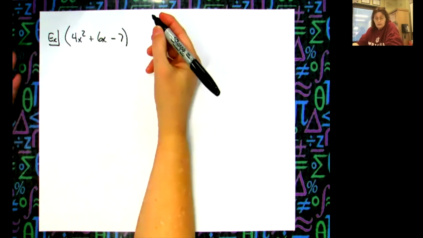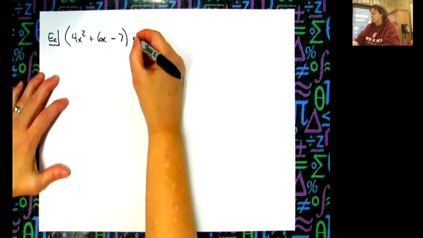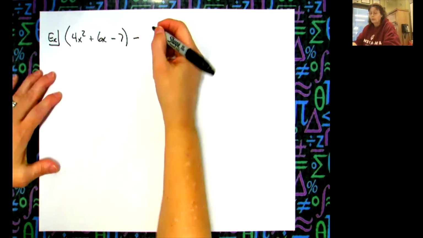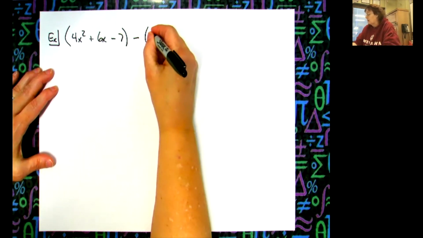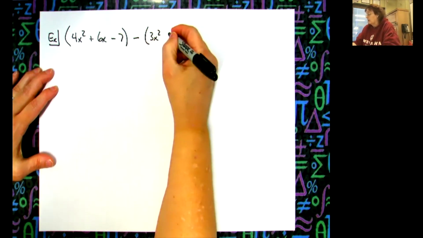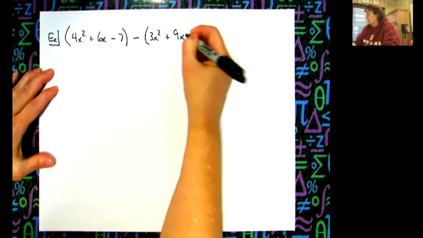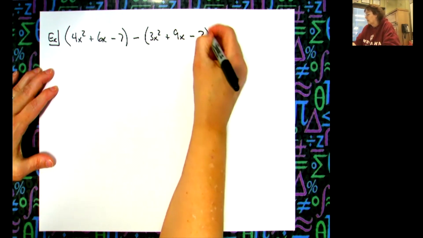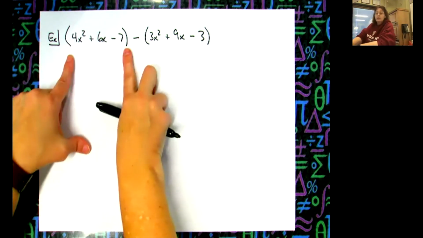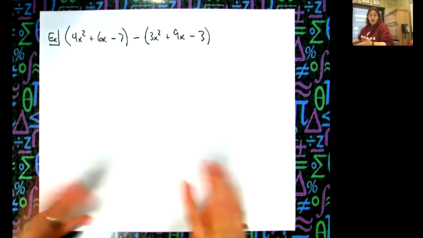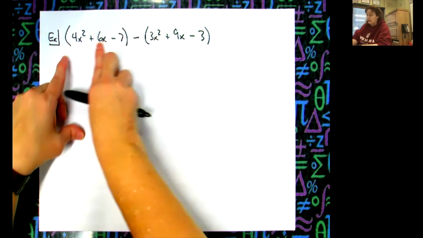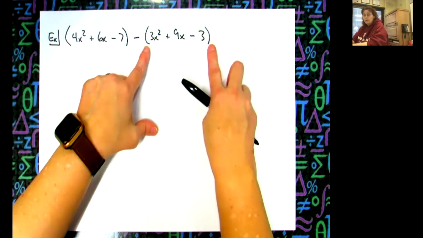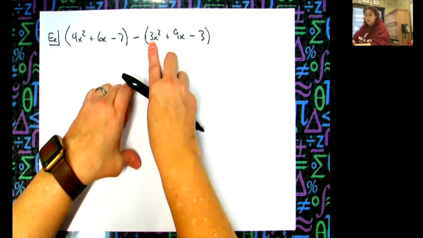And then let's go ahead and start with a subtraction one because that's going to be the hardest. Not really that it's hard, but more challenging than add. And then the second polynomial might be 3x squared plus 9x minus 3. All right, they're going to call this type of problem adding, subtracting polynomials because this set of parentheses around here indicates this is your first polynomial. This set of parentheses indicates that this is your second one.